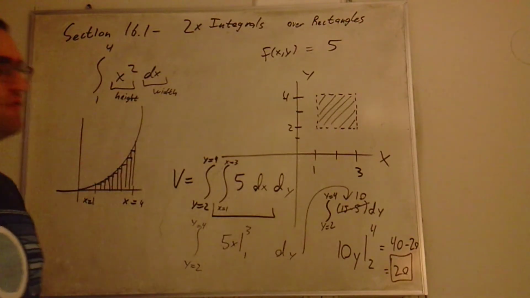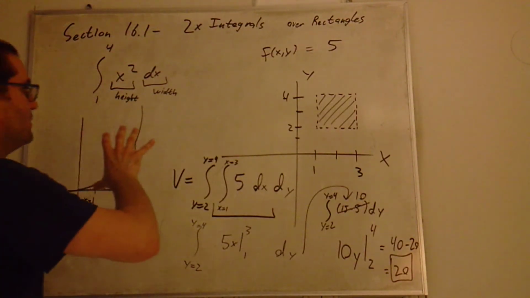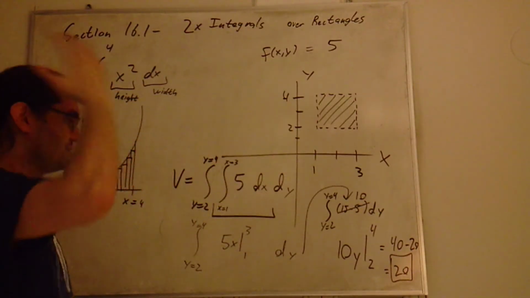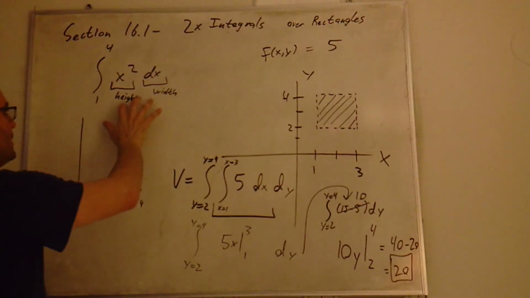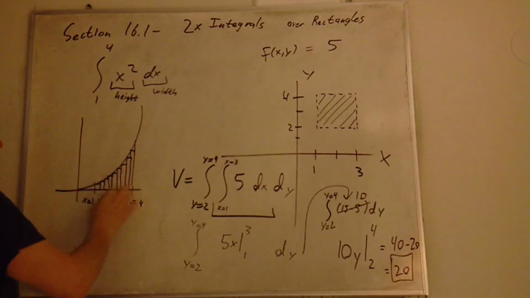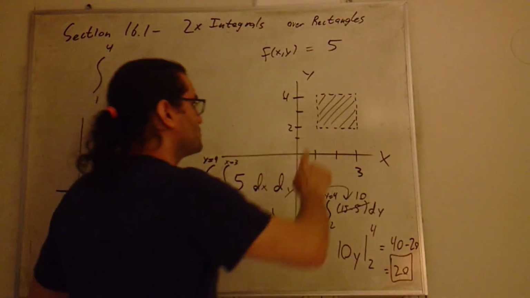And before I start that second video, I want to talk a little bit about what these pieces mean, because that's going to become important later when we start changing things. Here we said that x squared was a height and dx is a width, and that gives us rectangles. Here, something sort of similar is happening.